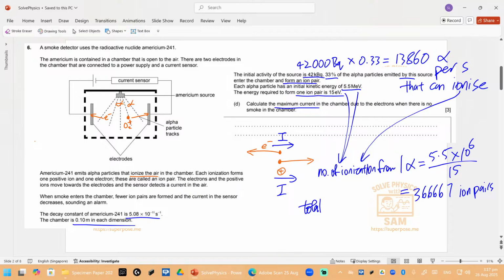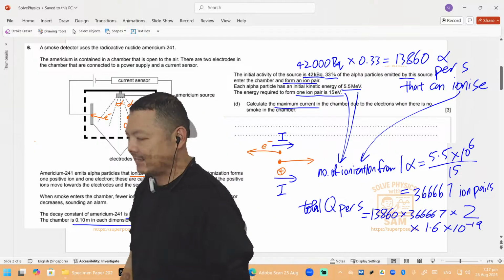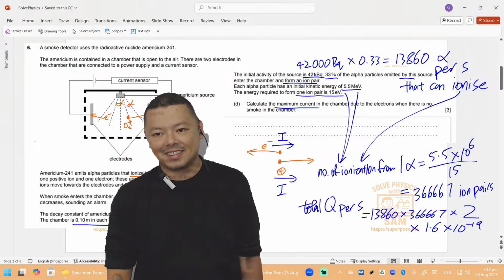Then the total Q per second that you can get will be 13860 times this number, 3666.7, times 2, times 1.6 times 10 to the power of minus 19.